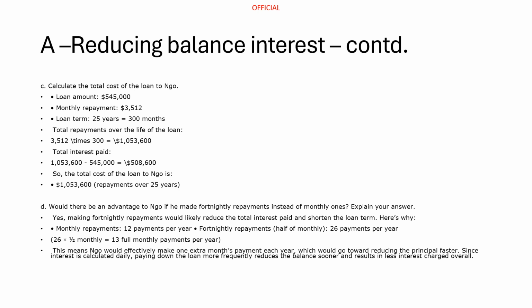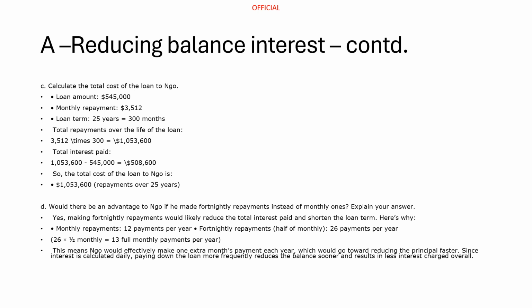So the total interest paid is $1,053,600 minus $545,000, the loan amount that he borrowed. So the balance is $508,600, which is the interest that he has paid. The total cost to the end is $1,053,600, both principal and interest over 25 years.